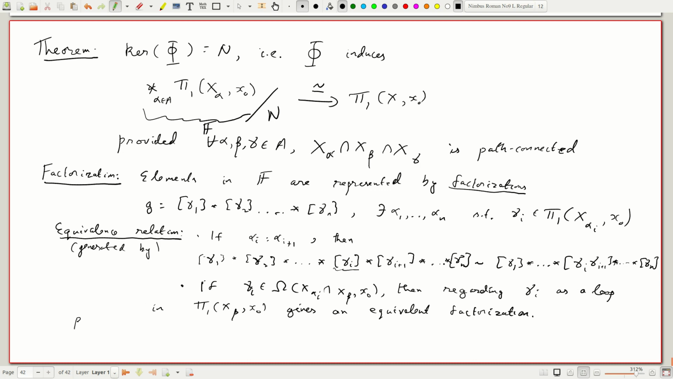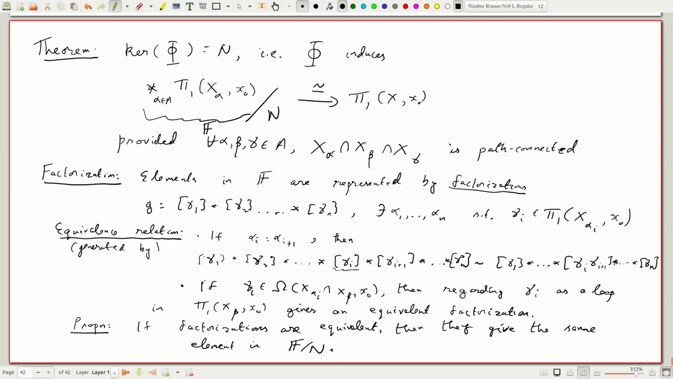Okay, so the easy proposition is the following. If factorizations are equivalent, so if I have two equivalent factorizations, then any factorization gives you an element in the free group, but these give you the same element in the free group quotiented out by N.